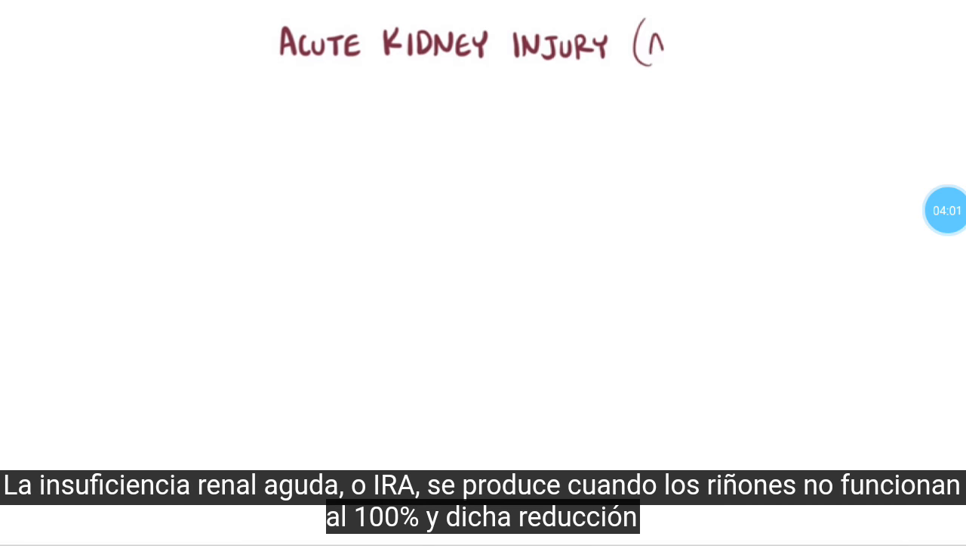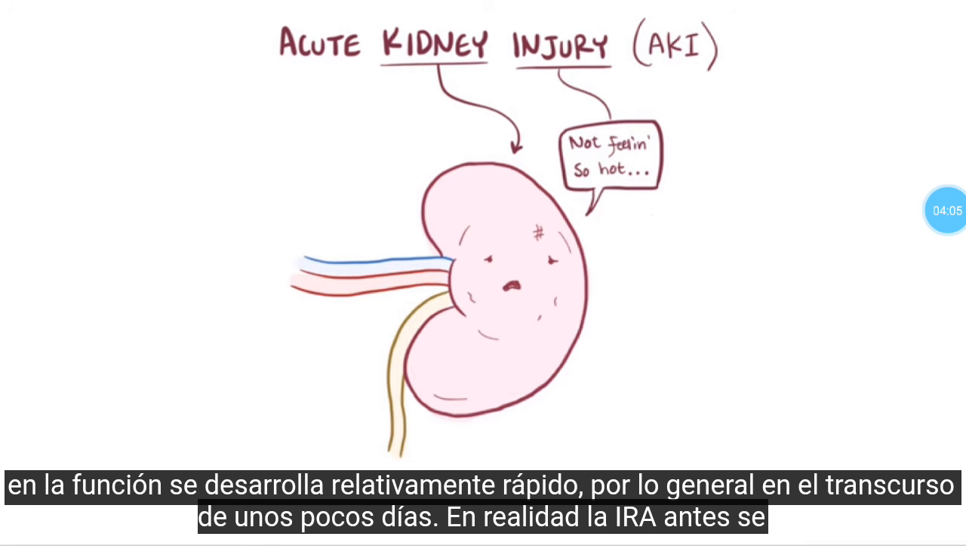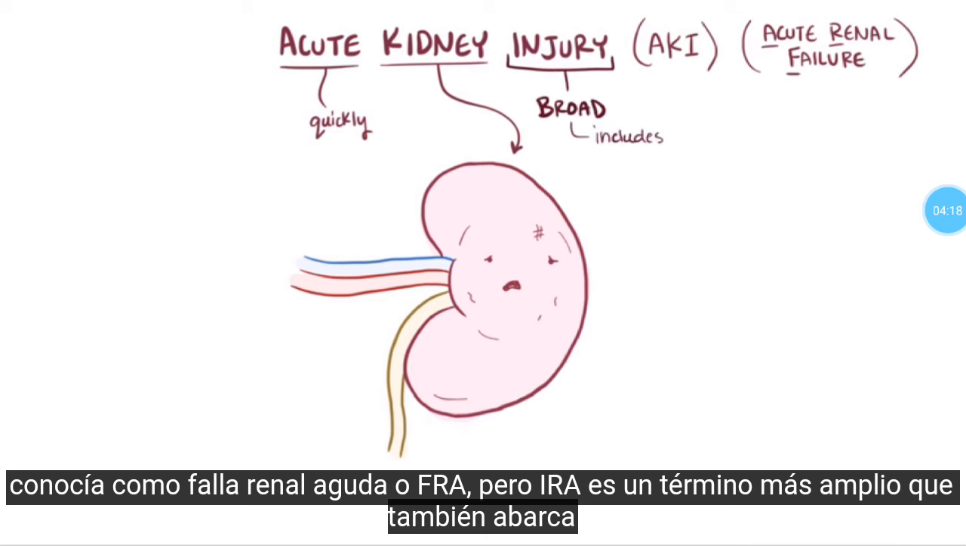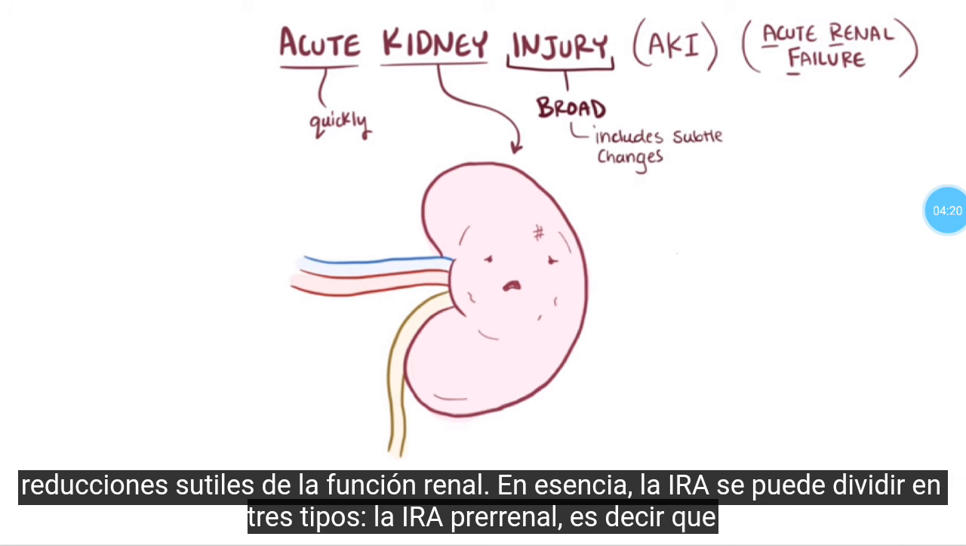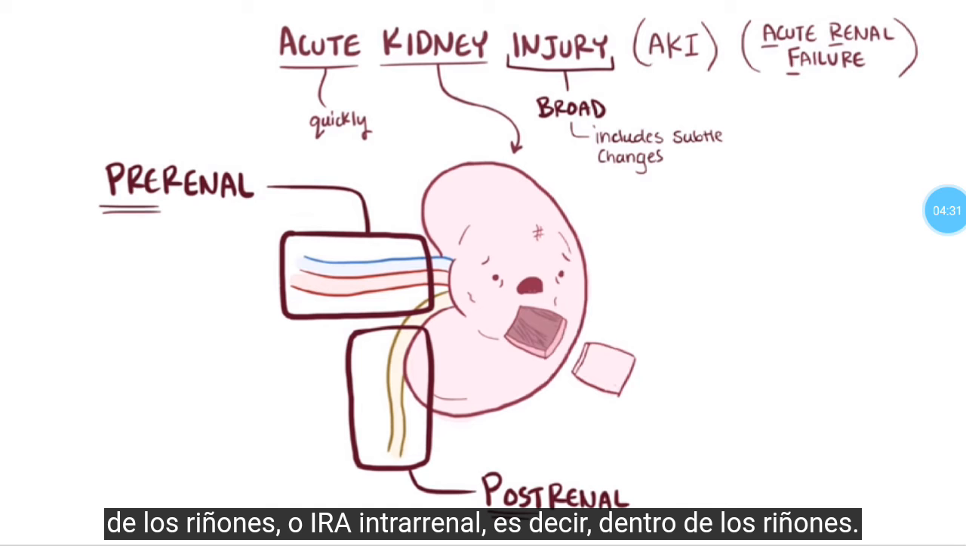Acute kidney injury, or AKI, is when the kidney is not functioning at 100%, and that decrease in function usually develops relatively quickly, typically over the course of a few days. Actually, AKI used to be known as acute renal failure, or ARF, but AKI is a broader term that also includes subtle decreases in kidney function. AKI can essentially be split into 3 types: pre-renal AKI, meaning the cause of the kidney injury is coming before the kidneys; post-renal AKI, meaning after the kidneys; or intrarenal AKI, meaning within the kidneys.